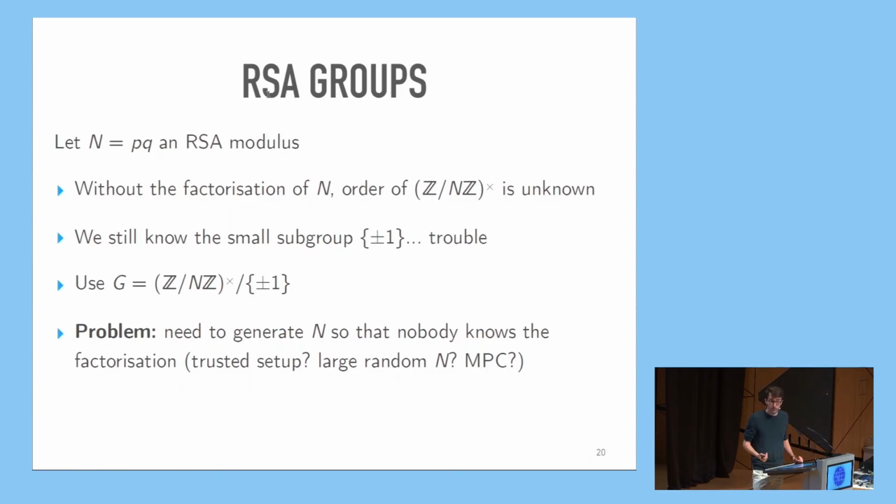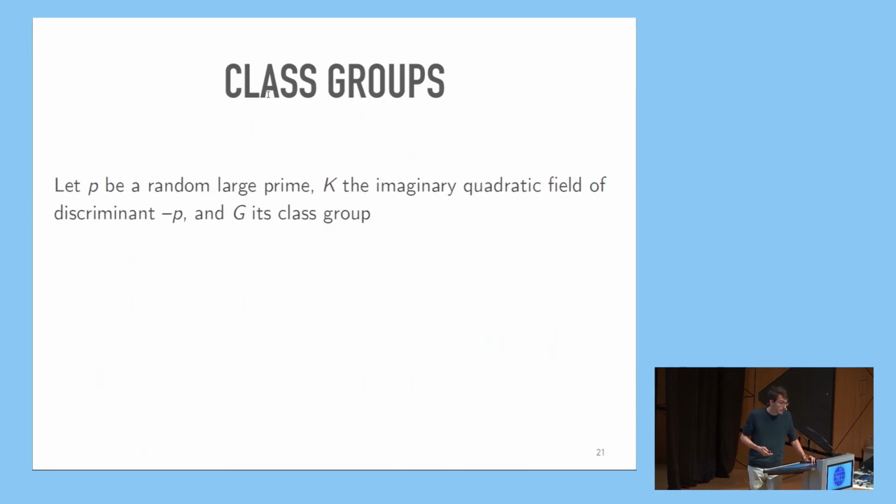Another solution would be to generate a random very large n with a probabilistic guarantee that it must have large factors, but this won't be very efficient. Another solution is to run a big multi-party computation among a lot of people who will together generate an RSA modulus with the guarantee that if at least one of them is honest, then no one can recover the factorization. This is another possibility.